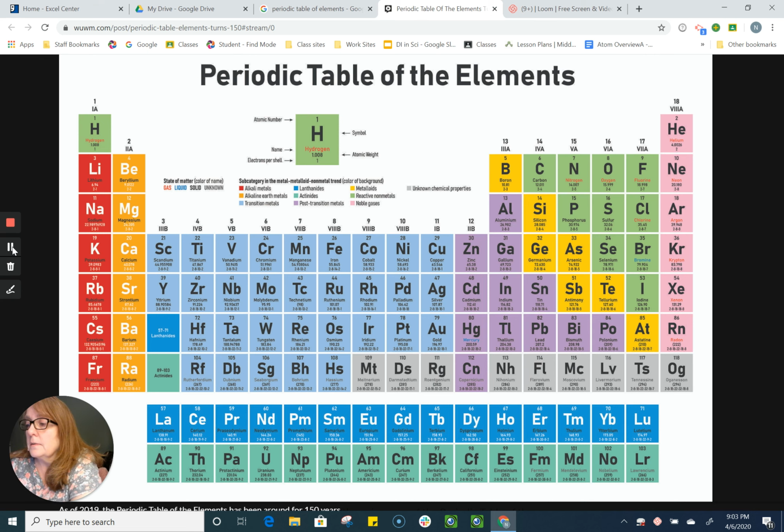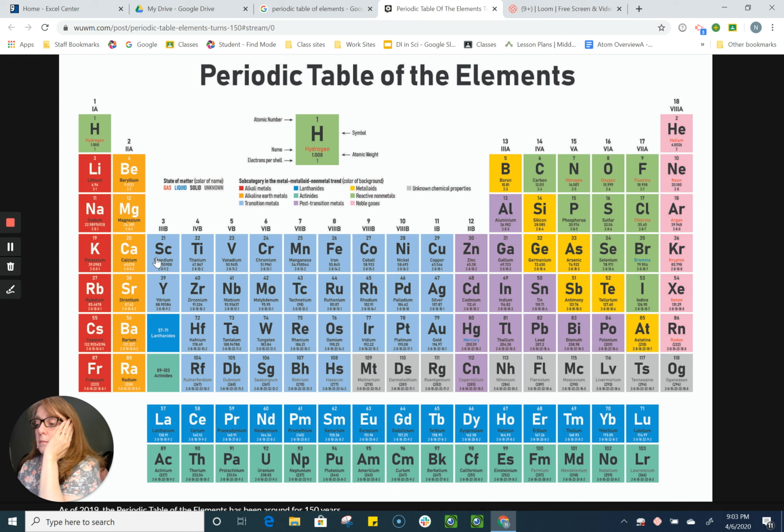The overview of this table of the elements: they've arranged them according to increasing atomic number. And when they set it up like this, some patterns fell into place. So that's why they're color coded. Basically, your metals are on this side of the table. These are technically called alkali metals, alkaline earth metals.